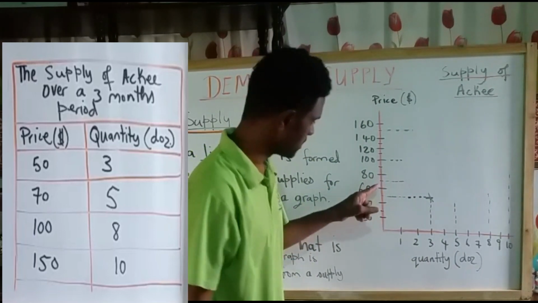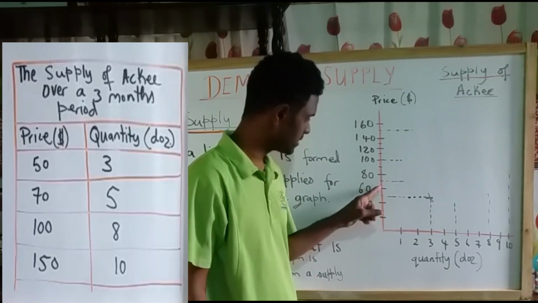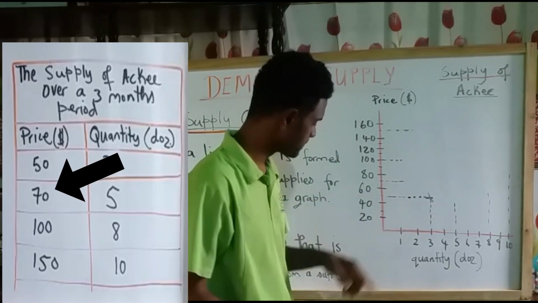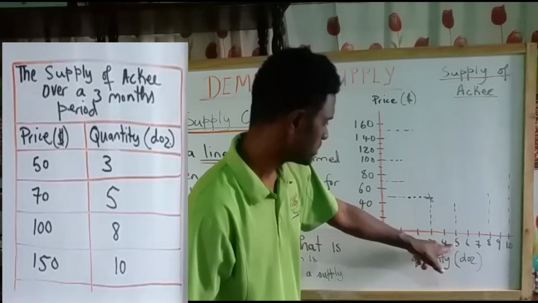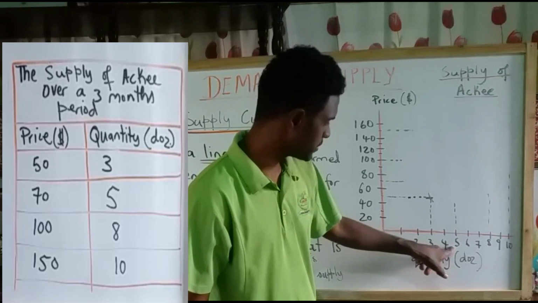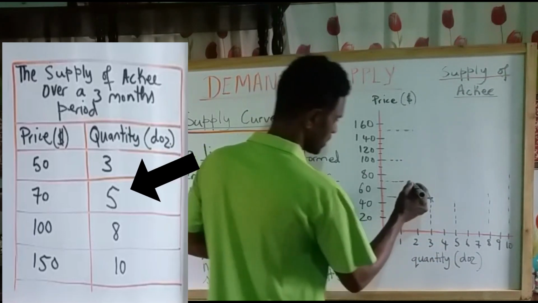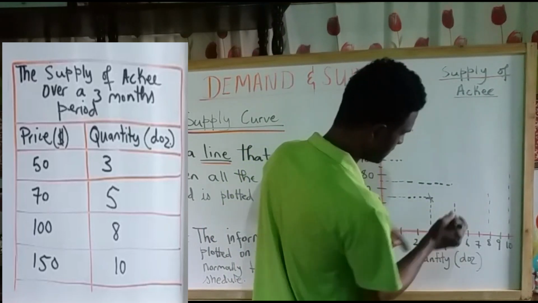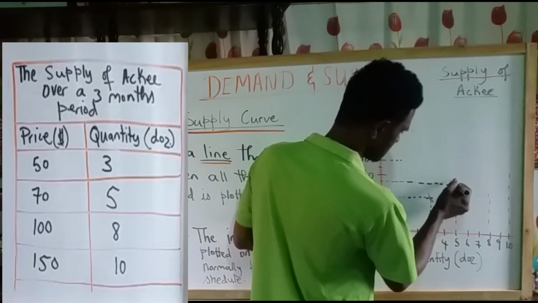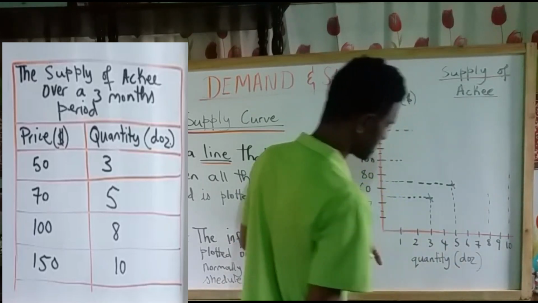Now, it was also shown that when the price for ackee went up to $70, the amount that was willing to be put on the market was 5 dozen. So you go across until you meet this point. Then you go up, and where the points meet, you put an X.